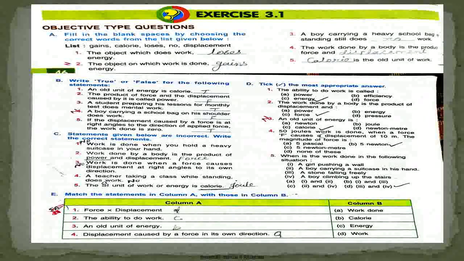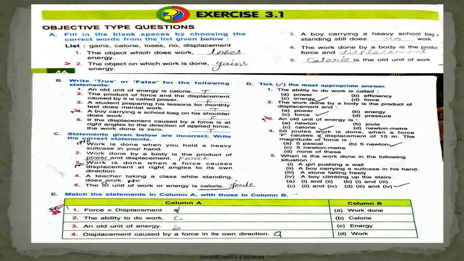Fifth one, when is the work done in the following situation? Okay, four situations are given and we have to find in which situation we can say that work is done. First situation is given: a girl pushing a wall. Clear? Second one, a boy carrying a suitcase in his hand. Third, a stone falling freely. Clear? And fourth, a boy climbing up the stairs. What will be the correct answer?